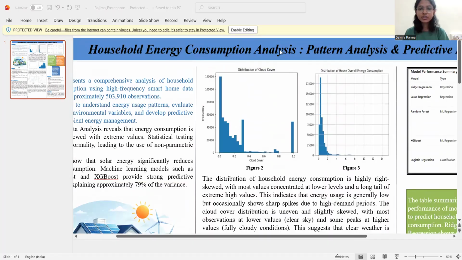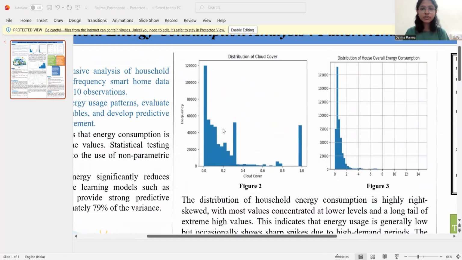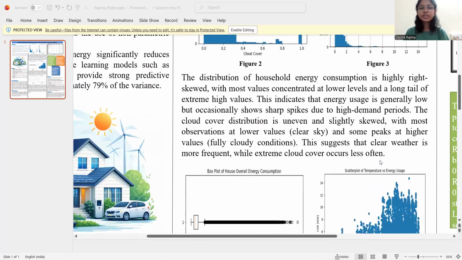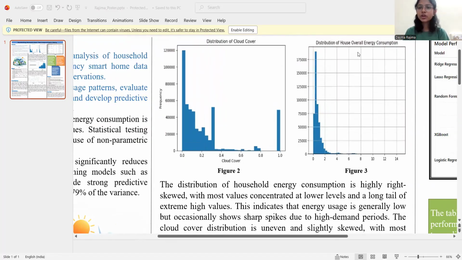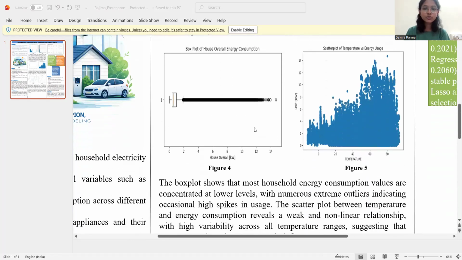Now we can see the distribution of cloud cover and energy consumption. So the distribution of cloud cover: we can see that the data is right skewed and outliers are also present, which suggests that clear weather is more frequent while extreme cloud cover occurs less often. Now we can see the distribution of house overall energy consumption. Here also the data is right skewed with a high tail. Now the box plot. The box plot also shows that outliers are present and the data is right skewed.